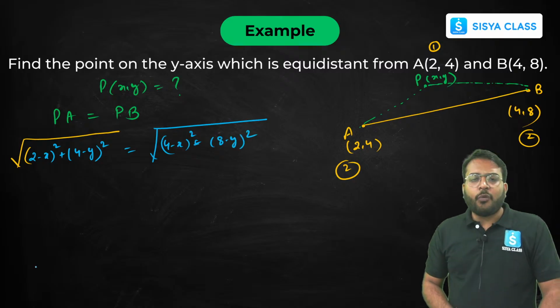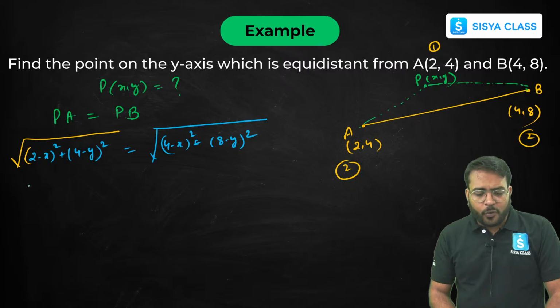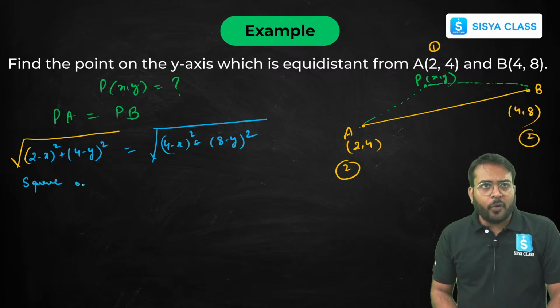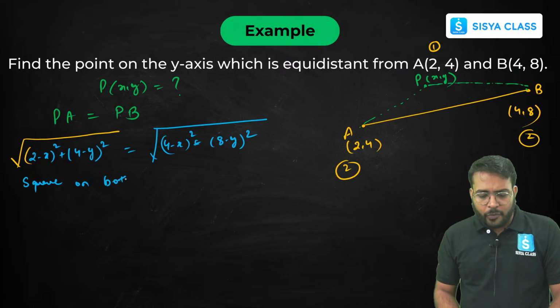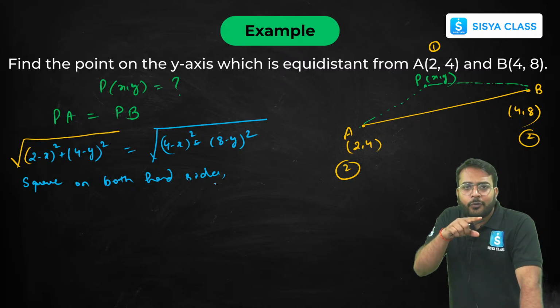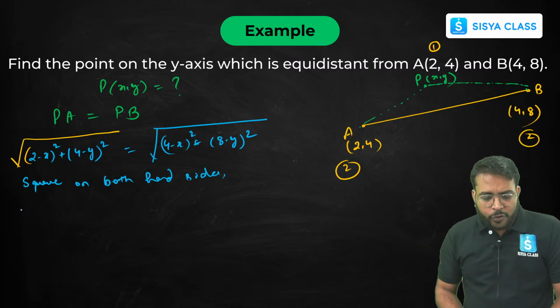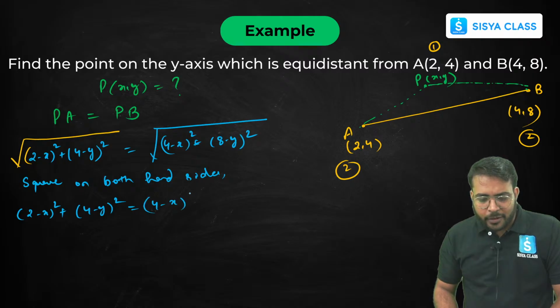All right. Now what I will do, I am going to take a square on both hand sides. When you do square on both hand sides, your square root will disappear, and you are going to get (2 minus x) whole square plus (4 minus y) whole square is equal to (4 minus x) whole square plus (8 minus y) whole square.